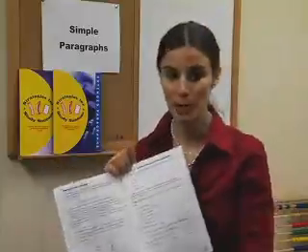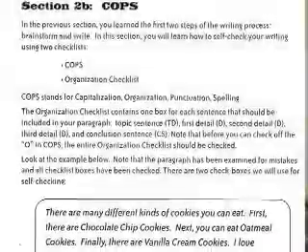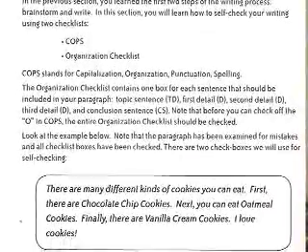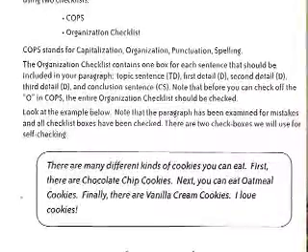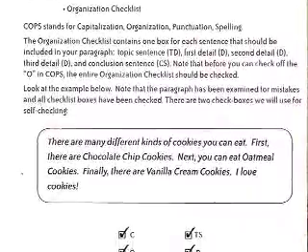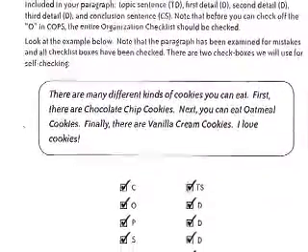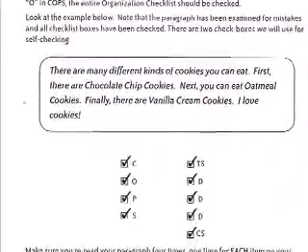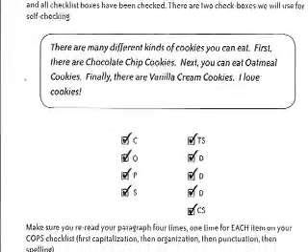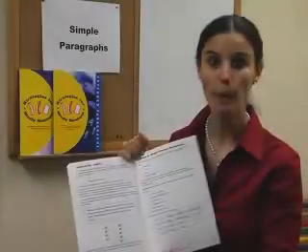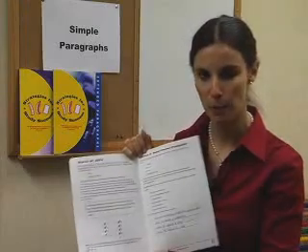Starting with section 2B, we introduce our 2 self-checking checklists. Whenever we self-check our work, there are 2 checklists that we use. The first one is called COPS, and the second one is called our organizational checklist. COPS, or C-O-P-S, stands for capitalization. We want to go back and make sure everything was capitalized properly.